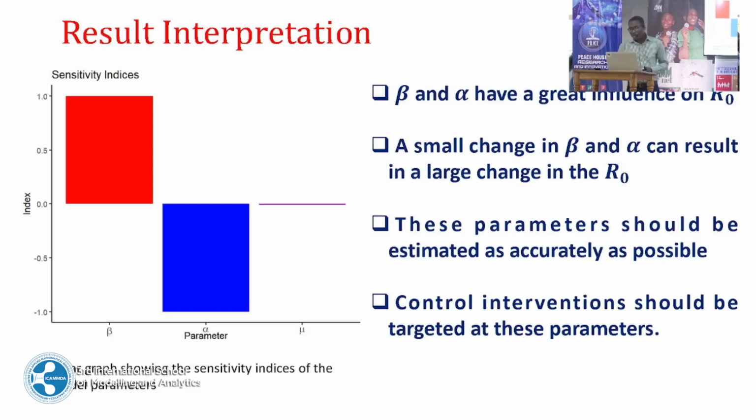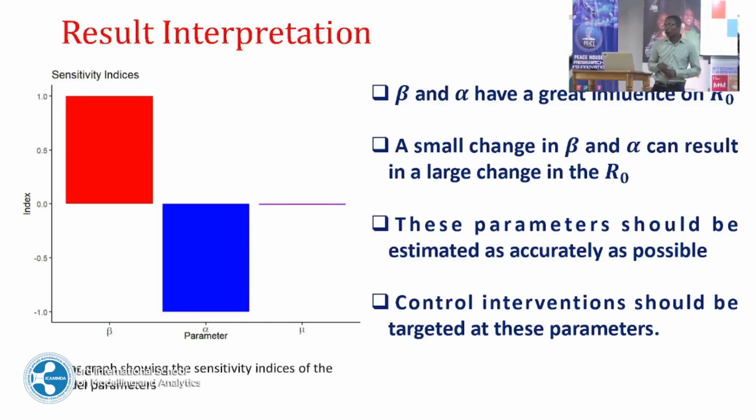So beta and alpha have a great influence on R naught. A small change in beta and alpha can result in a large change in the R naught. So these parameters should be estimated as accurately as possible, and control interventions should be targeted at these parameters.